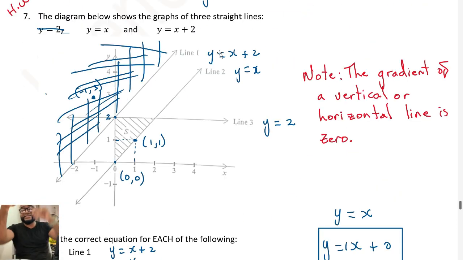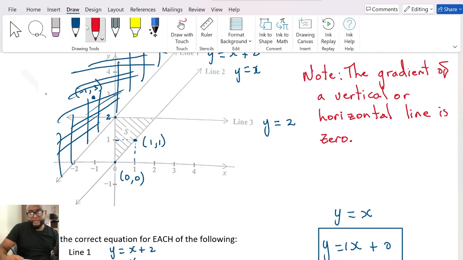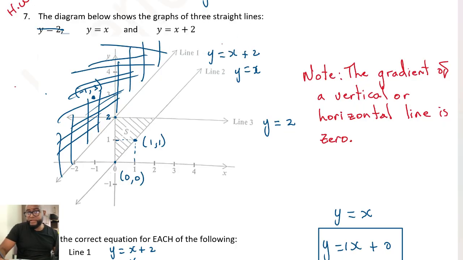I want to know where this triangle is with respect to the three lines. So you're taking one line at a time. We deal with the line y is equal to x plus 2. Is this shaded region above the line or is it below the line? Below meaning less than or equal to, above meaning greater than or equal to. So above or below? Below. So for this equation here, instead of writing equal, you write less than or equal to.